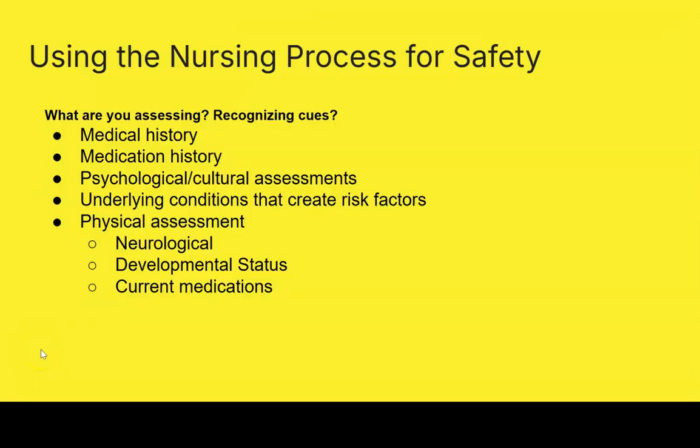So you want to ask for medical history, right? We know that certain conditions, chronic illnesses, put anyone at high risk for falls. Medication history, we want to know if they're on different medications to see if it's going to potentially interact or if it's going to cause something like the patient to faint from orthostatic hypotension.